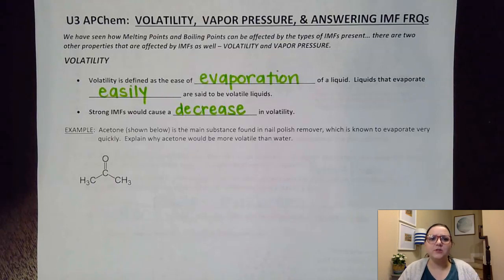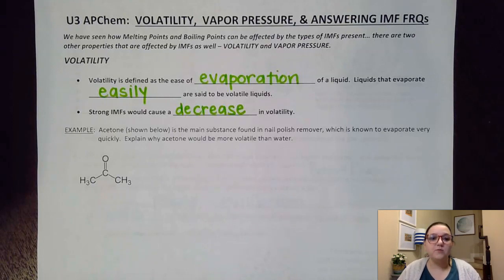So last class we looked a lot at melting points and boiling points and how those two properties can be affected by the type of IMF. You can add volatility and vapor pressure to that list. There's actually a few others on that list as well, for example, surface tension and capillary action, and if you're interested in those, you could look those up. But the only ones that AP Chem tends to ask about are melting points, boiling points, volatility, and vapor pressure. So if you're familiar with those four and they're tied to intermolecular forces, you should be in pretty good shape.